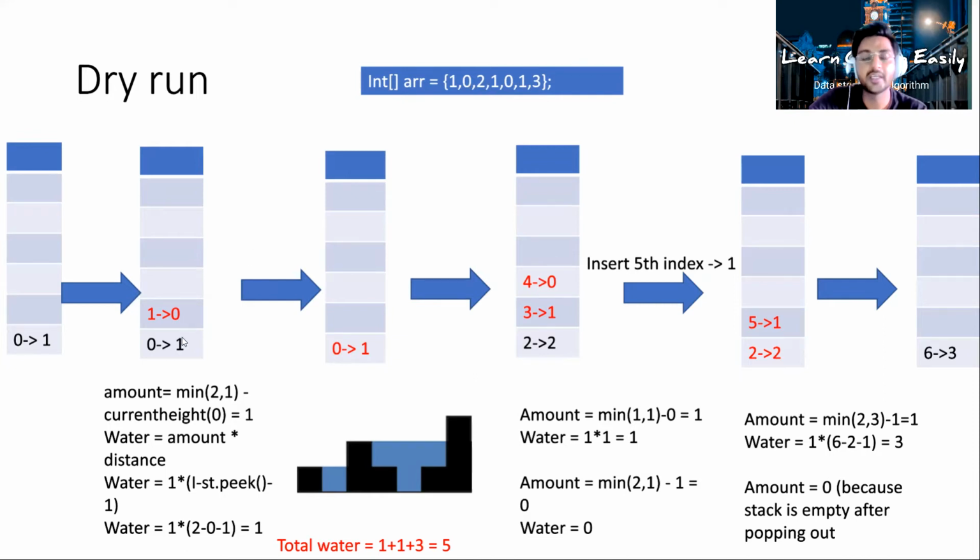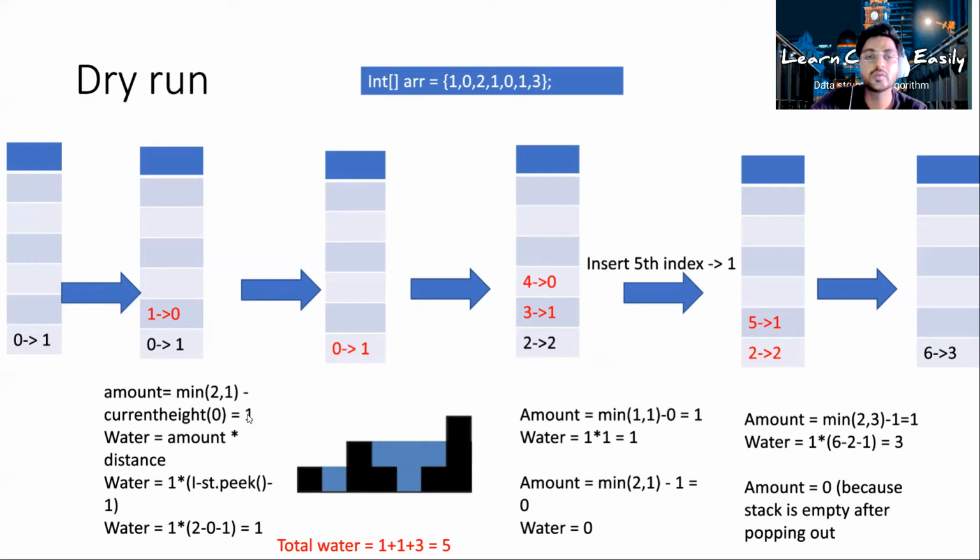Now, while popping out the element, you need to calculate the amount of water which you can store. So this red color denotes I am popping out this element. Once you pop out this element, you need to get the difference of the top of the stack, which will be this one, and the current element, which is 2. Because of 2 only we are popping out. So minimum of 2 and top, which is 1, minus current height, which is 0. So we got amount 1.